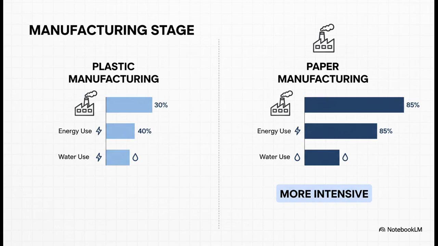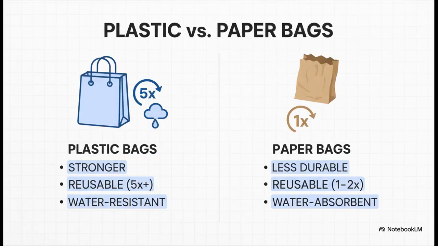But now we get to Stage 2, manufacturing. And this is where it gets interesting. The process of turning wood into pulp and then into a paper bag actually uses a ton of energy and water, often way more than making a plastic bag. So, surprisingly, plastic might actually be the winner at this stage. See? Not so simple.